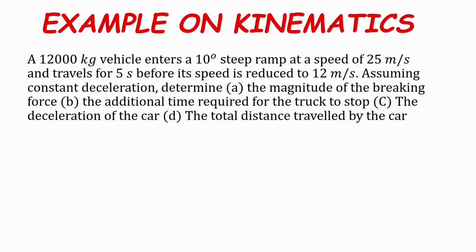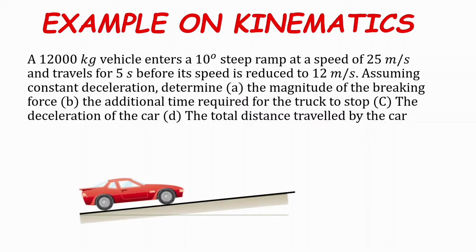So let's start by looking at some of the things that we have. We said the vehicle entered a steep ramp, and we're given the mass of the vehicle to be 12,000 kg. That is to say, the weight of the vehicle is 12,000 kg times 9.81, in newtons. And then this vehicle enters a steep ramp of 10 degrees. So that is to say, the path that the vehicle is moving on is inclined at an angle of 10 degrees. And it enters that ramp at a speed of 25 meters per second.